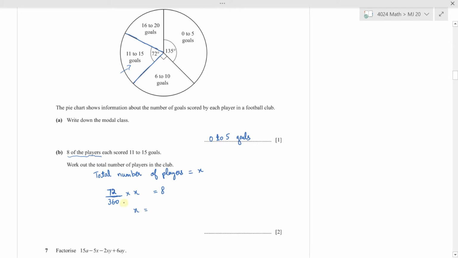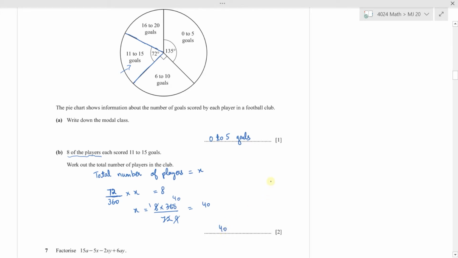So X will be, I'll take this 360 in the numerator on the other side, and then this 72 will come down here in the denominator. So 8 times 1 is 8, 8 times 9 is 72, and I can cancel this 9. 9 fours are 36, and then 0. So X is 40. So the total number of players is 40.